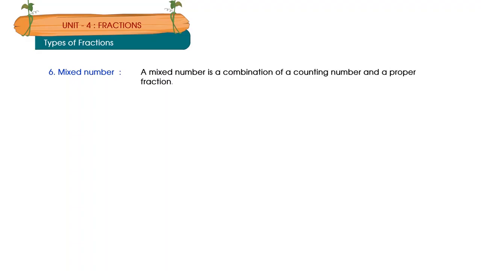6. Mixed number. A mixed number is a combination of a counting number and a proper fraction. Example: 5 1/2, 3 2/5, 2 1/3, 1 3/4.